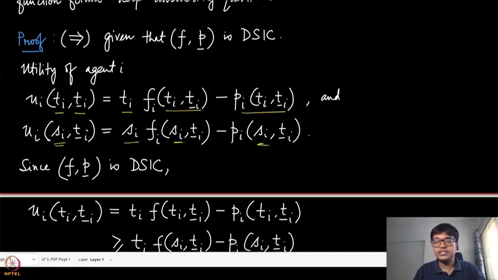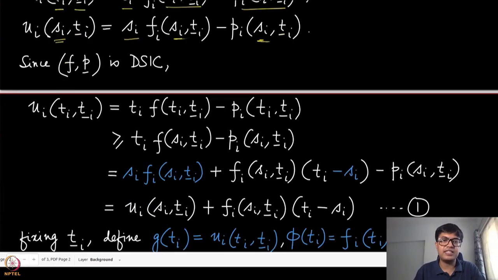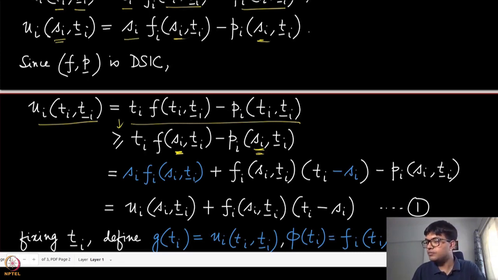Now, since this f comma p is DSIC, certain properties will be satisfied. It is going to be at least, so we can write this utility, which is nothing but this one. When this agent is misreporting its type to si, this inequality should get satisfied. Now, we can actually add and subtract one quantity, which is this si, fi(si, t minus i).